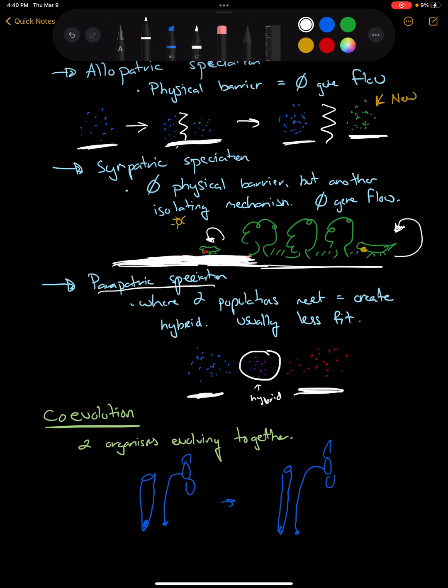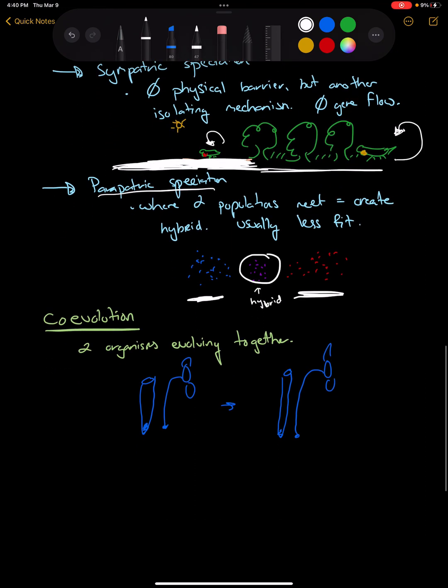And if I have coevolution, two organisms evolve together. So if this were a flower, the nectar's at the bottom. If this is a moth, then its tongue has to be long enough to get to the bottom. Well, if my flower grows longer, then my moth is going to evolve with it and grow a longer tongue.